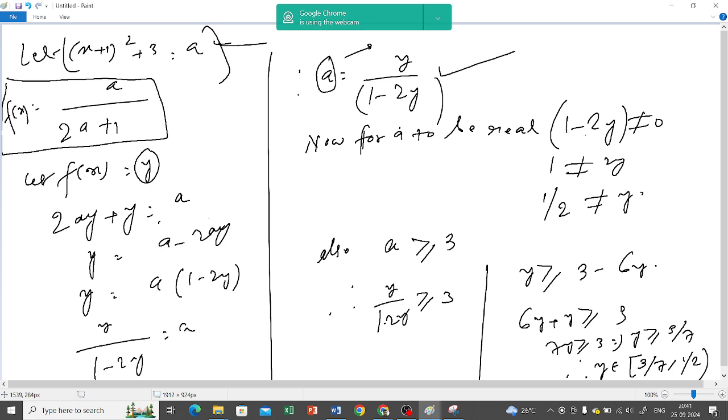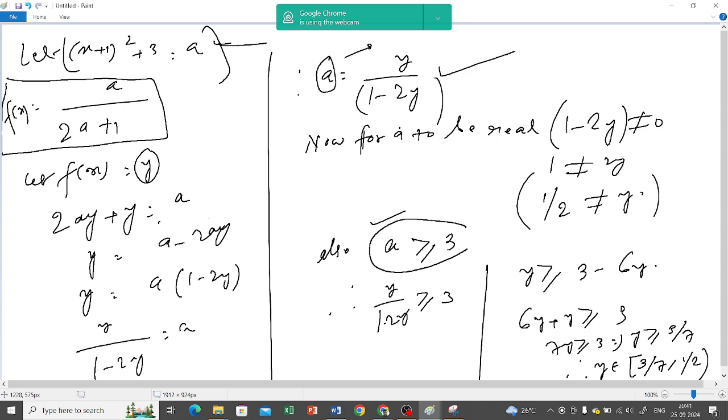Niladri, did you understand? Okay, sir. So for a to be real, 1 minus 2y should not be 0, or 1 should not be equal to 2y, or y should not be half. Now see, also a should be greater than or equal to 3.